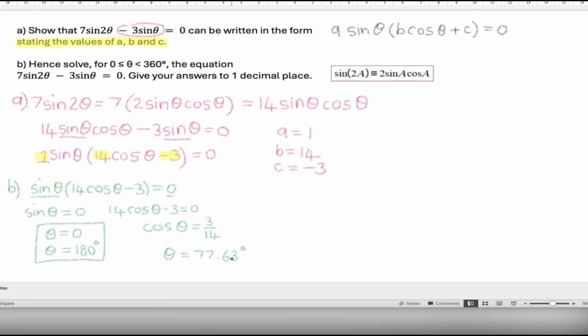So I'm just going to repeat that. What you do is you use your calculator to find the inverse. So you press shift and then you press cosine. Inside the brackets, you will have 3 over 14. Then you close the brackets, you press the equal sign, and you will get an answer of 77.626. And you round it to 2 decimal places. It brings you to 77.63.